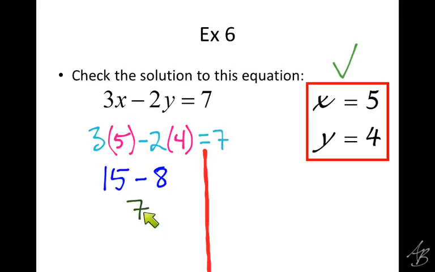Just like the other ones, if these 2 did not match up, then we would put an X through it because this would not be a solution.